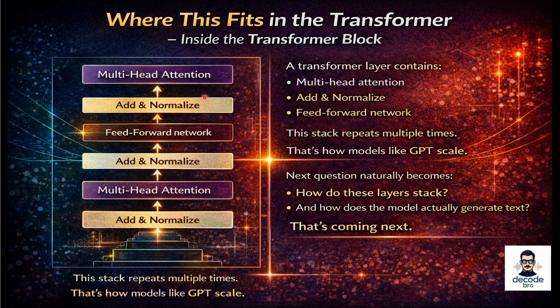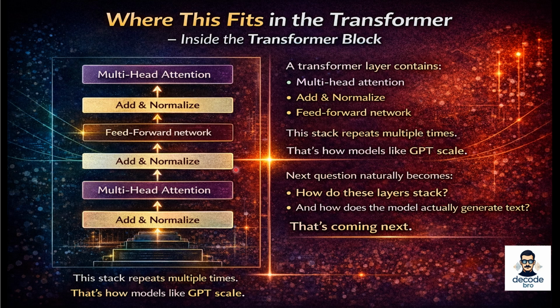Now, here's the part that changes everything. The entire block, attention, add and normalize, and feed forward, add and normalize, doesn't run once. It repeats again and again and again. Each layer builds on the previous one. Early layers may capture surface level patterns like grammar. Middle layers start recognizing relationships and structure. Deeper layers begin forming abstract semantic understanding. This stacking is how models like GPT scale, not by making one giant attention mechanism, but layering many transformer blocks on top of each other, gradually refining the representation at every level.